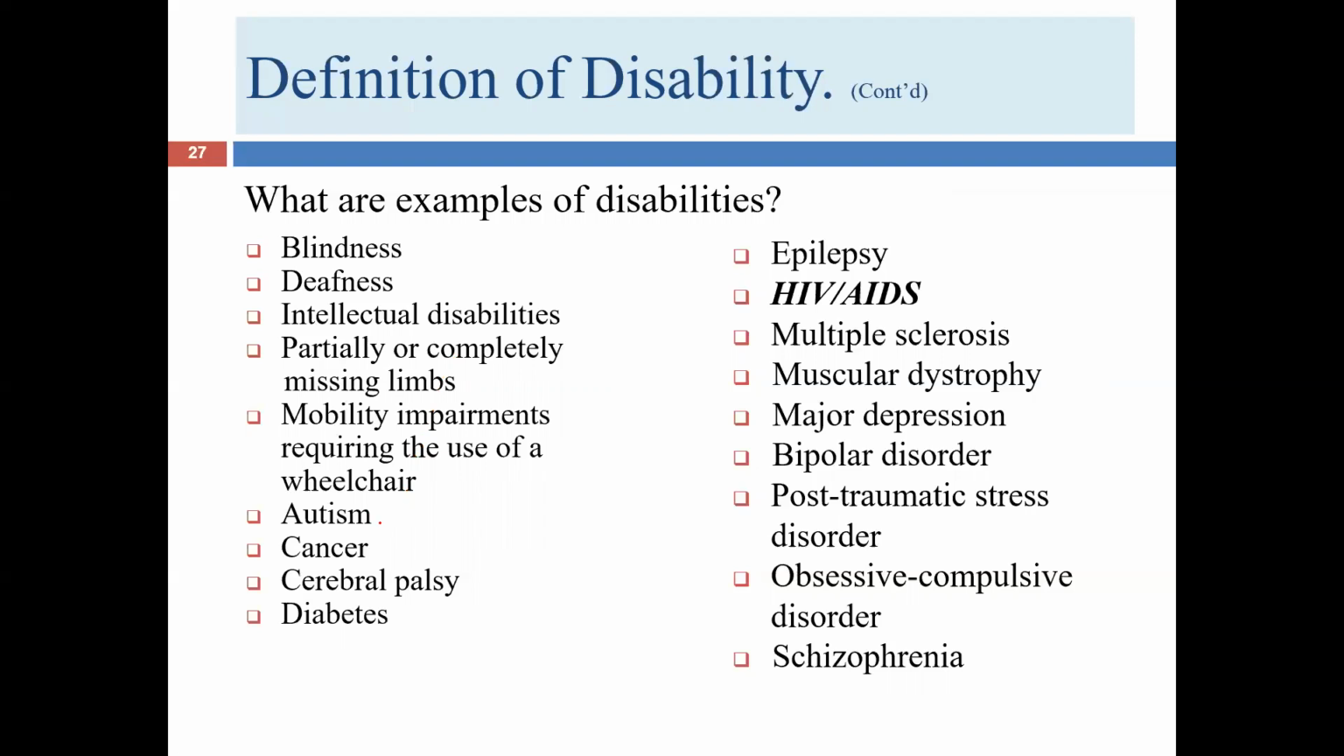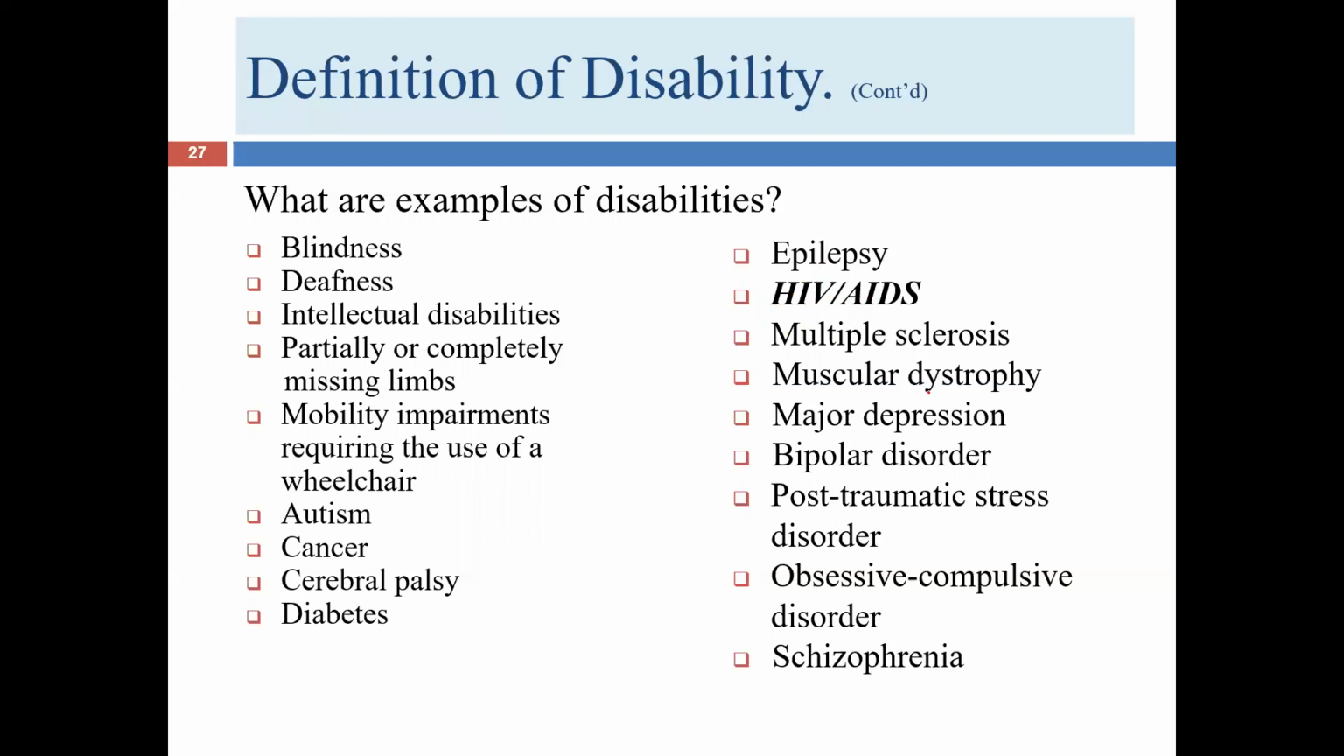Again, somebody on the spectrum might be considered disabled. It's possible that a person who, depending upon their spectrum, might not be considered disabled, but in many cases they would be. Cancer, again, most cancers would be. Very simple skin cancer might not be. Cerebral palsy, diabetes, epilepsy. We'll return to HIV AIDS in our next slide, but that would certainly be covered.